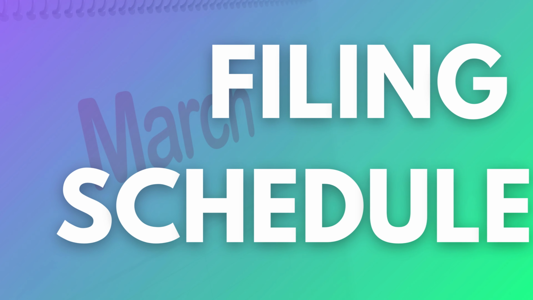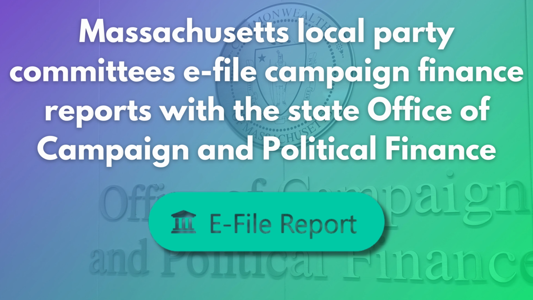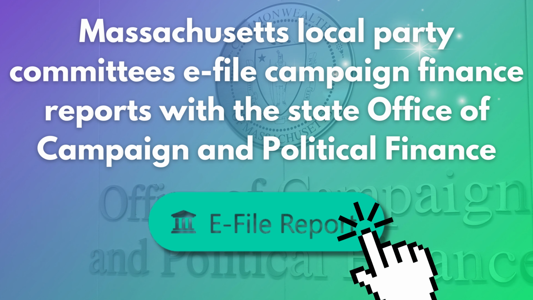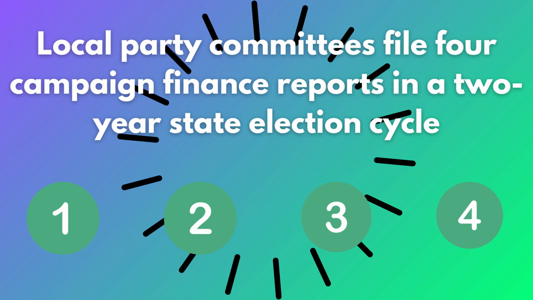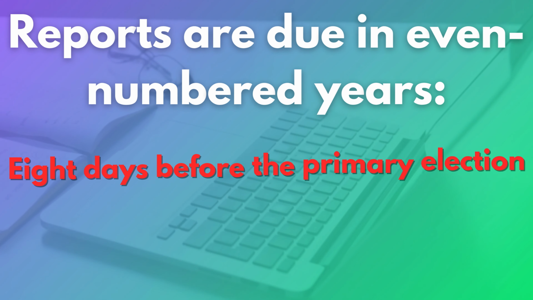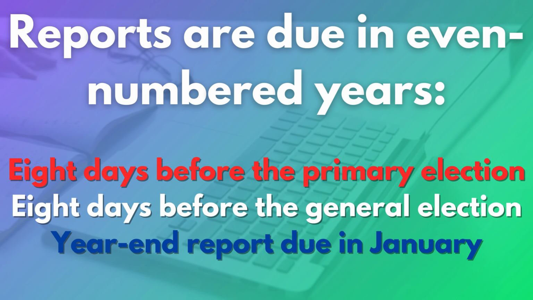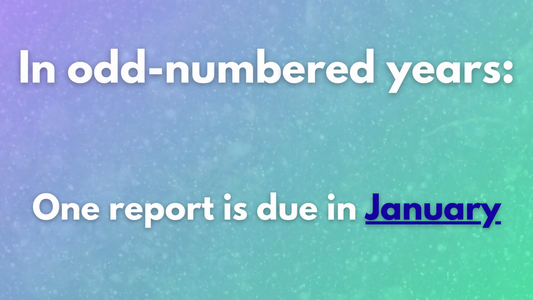Filing schedule. Massachusetts Local Party Committees e-file campaign finance reports with the State Office of Campaign and Political Finance. Local party committees file 4 campaign finance reports in a 2-year state election cycle. Reports are due in even-numbered years 8 days before the primary election, 8 days before the general election, and a year-end report due in January. In odd-numbered years, 1 report is due in January.